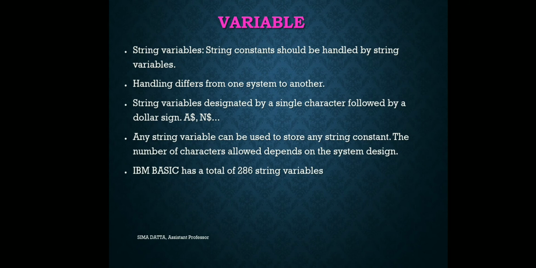Then string variable. To define any string variable, string constants are used. So string constants should be handled by string variables. Handling differs from one system to another. To designate any single character followed by a dollar sign, like a dollar, n dollar, string variables are used. That means if you want to define any string variable, you need to declare it as a dollar, b dollar, c dollar likewise.